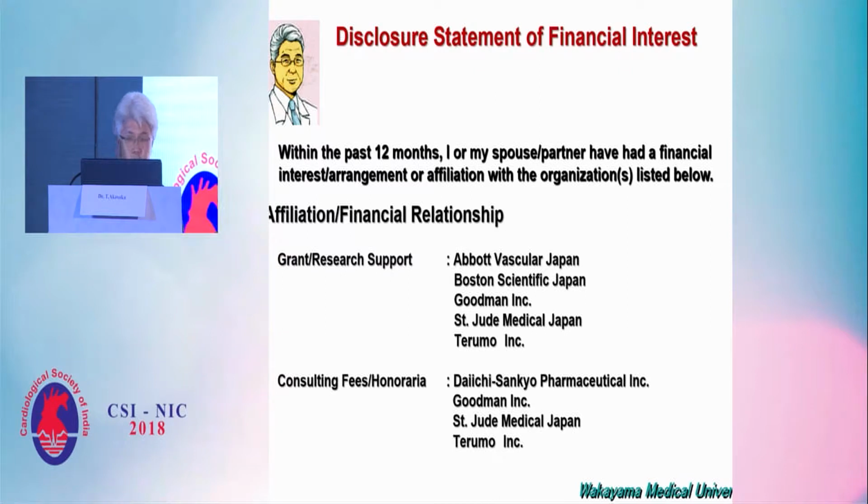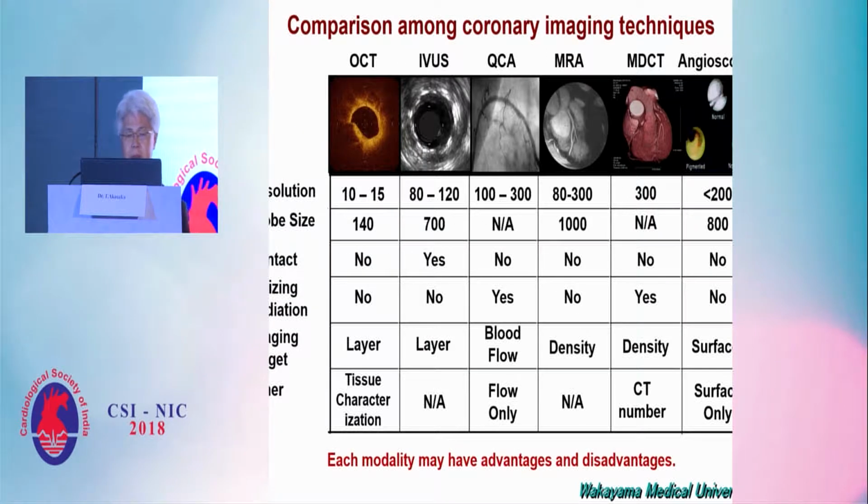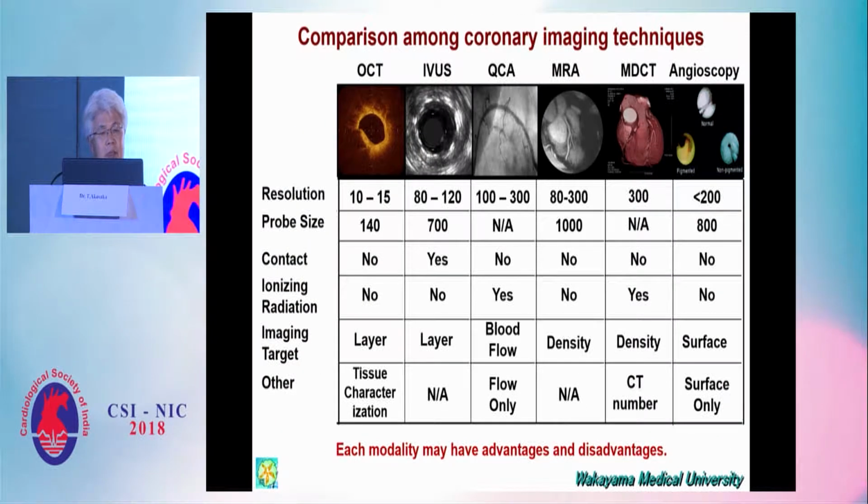This is my disclosure slide. As you know very well, each modality may have an advantage and disadvantage as shown in this slide. OCT may have an advantage in the resolution, 10 times more than IVUS, as you may know very well. And also tissue characterization is quite easy compared with other modalities. But IVUS is very easy to use without contrast. There are some advantages and disadvantages.